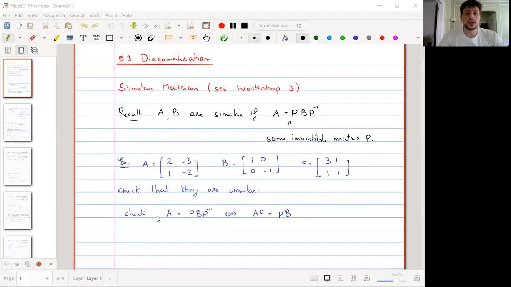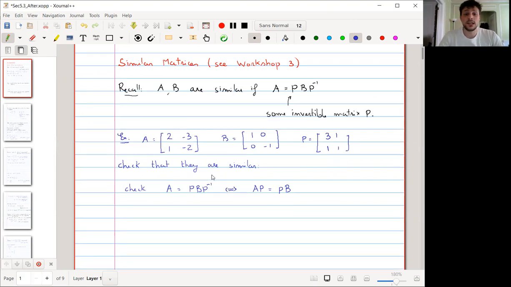Here's a little example. We have a pair of matrices A and B, and I claim that they're similar with respect to the matrix P. First of all, observe that P is invertible because its columns are two vectors that are linearly independent. To check that they're similar, rather than computing P inverse, you can take the definition, A equals PBP inverse, and multiply both sides by P. Then P inverse and P cancel each other out, so the only thing you need to check is that AP is equal to PB. Let's check that.